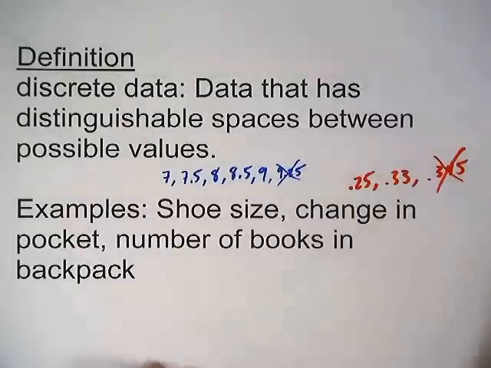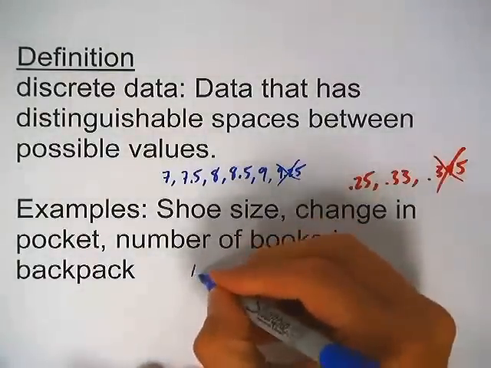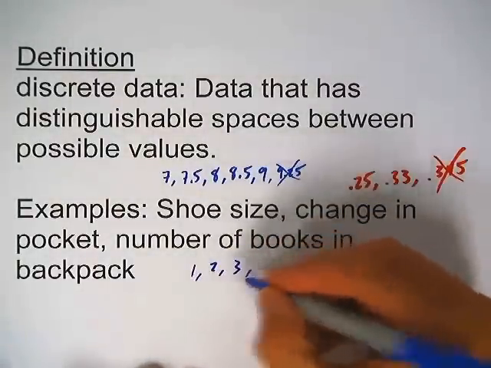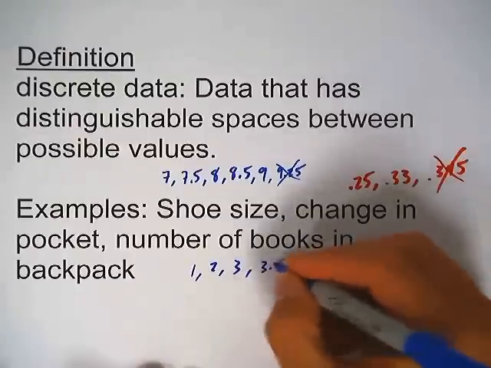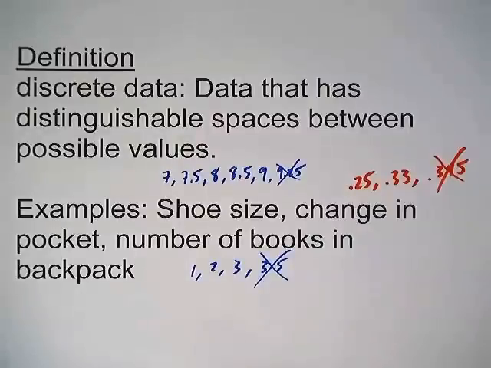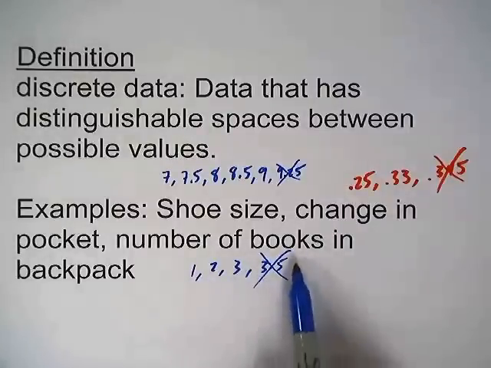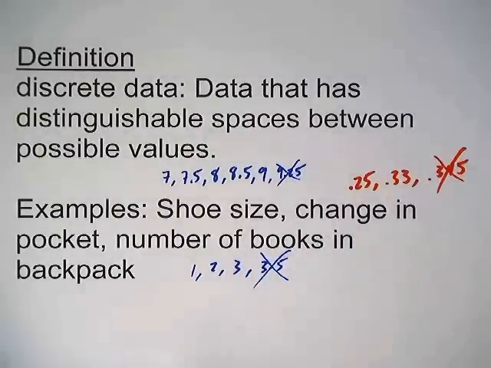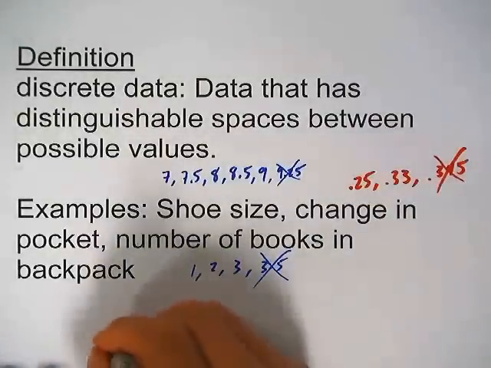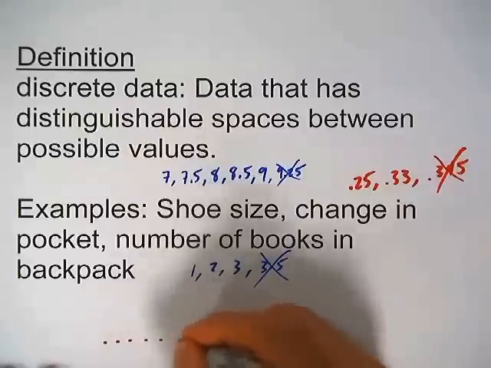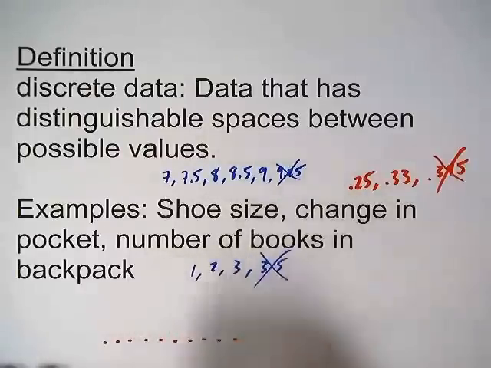Okay, number of books in a backpack. 1, 2, 3. Can you have 3.5 books in your backpack? No. So there's a distinguishable space at 3.5. So again, if we think about discrete data, I think of it as just dots where you have spaces between each value.